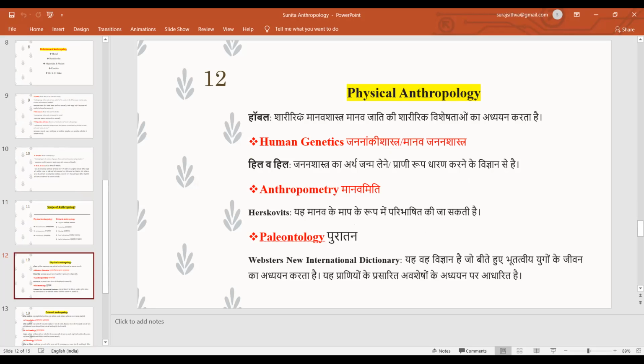First of all, physical anthropology. Physical anthropology is a branch of anthropology in which we study man and his human body, its structure, measurement, and all of that. Physical anthropology and biological anthropology are synonymous terms to describe anthropological research focused on the study of humans and non-human primates in their biological, evolutionary, and demographic dimensions.